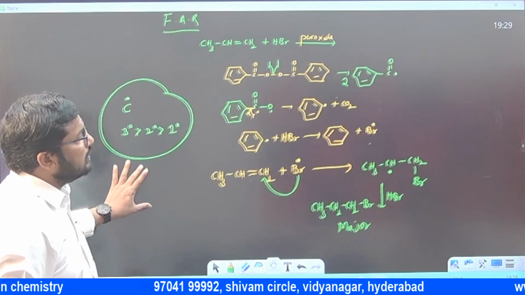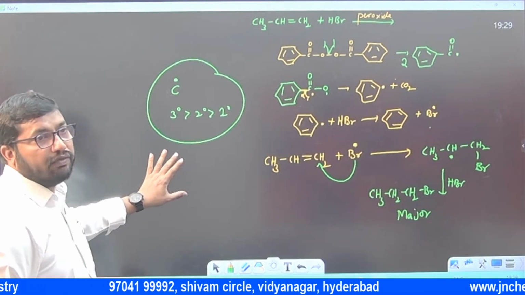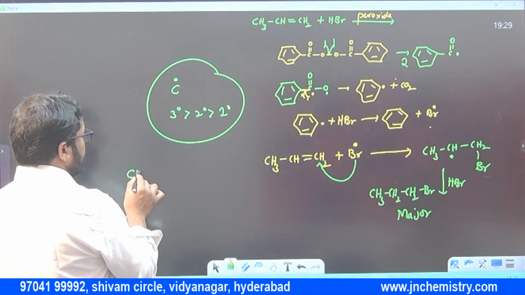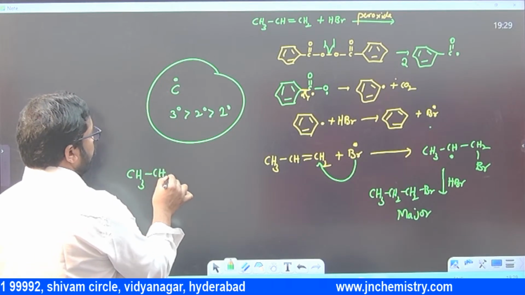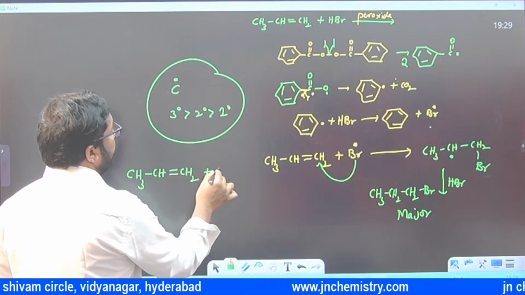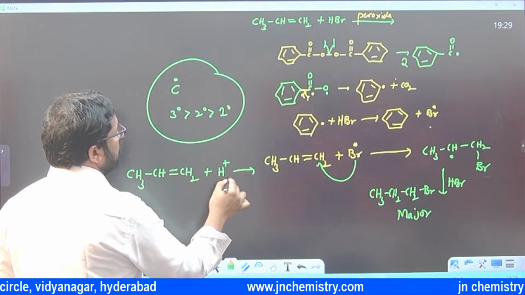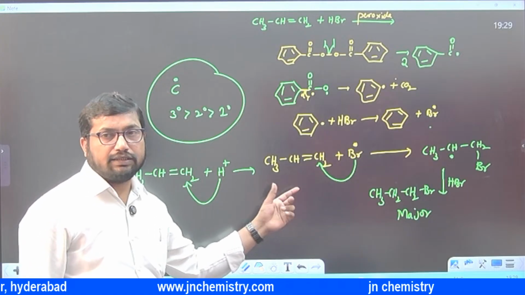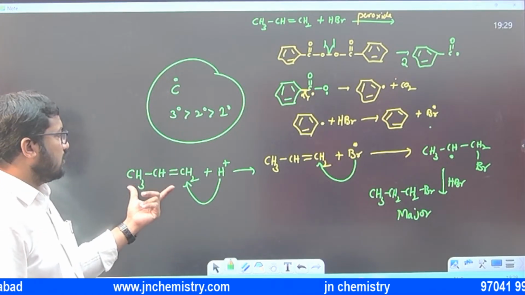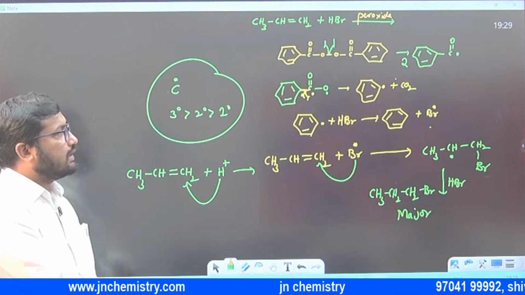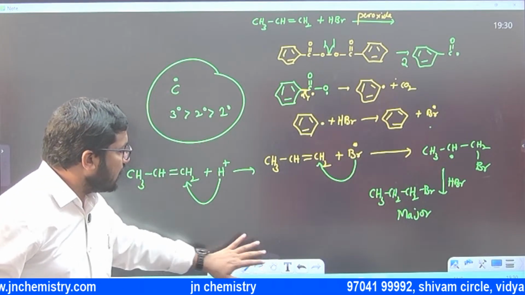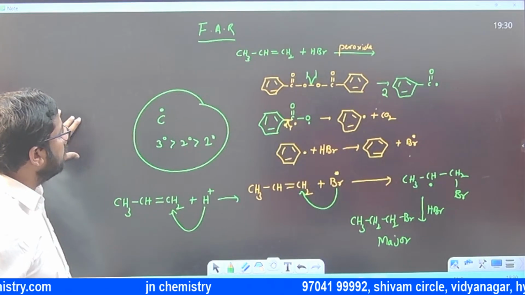Why the products are different: in CH3 CH double bond CH2, there we are adding the H plus, no? The H plus is attacking over here, but here the Br radical is attacking. That is the main difference. So after H plus is attacking, Br minus is attacking. So that is the free radical addition mechanism. Just write it down.